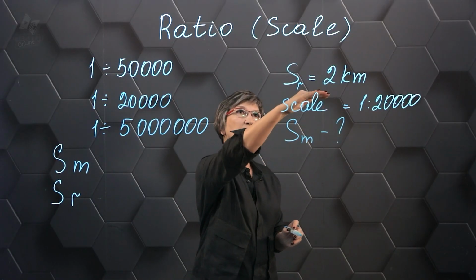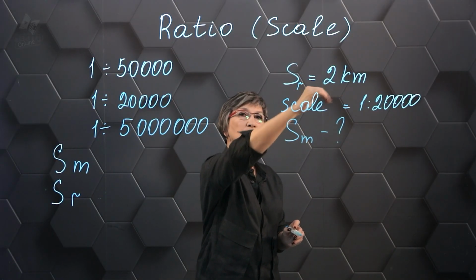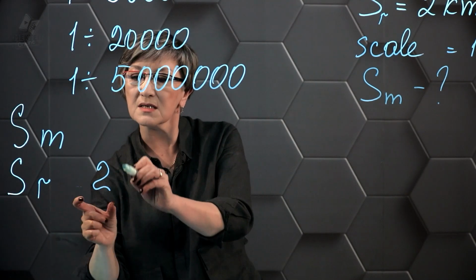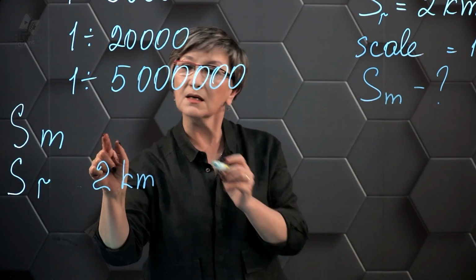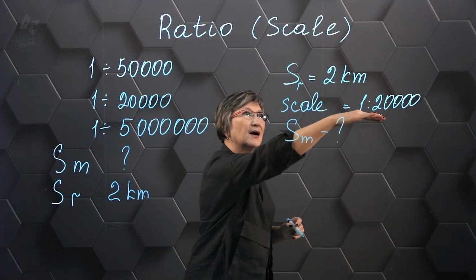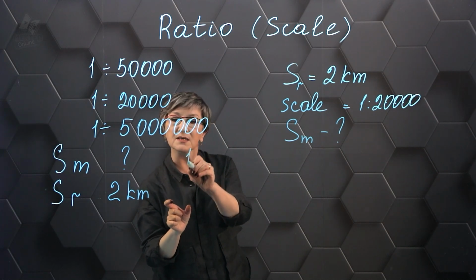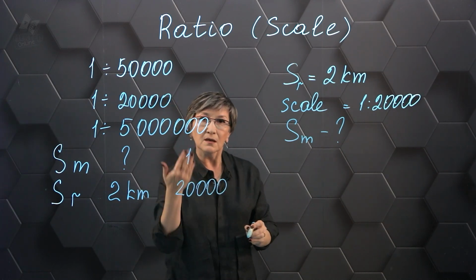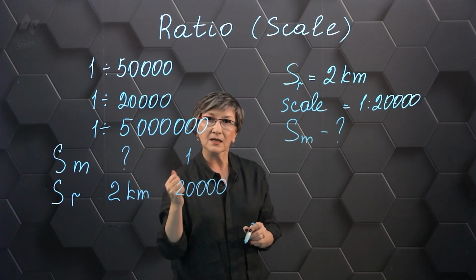Our problem says that the distance on the ground is 2 kilometers. The distance on the ground is 2 kilometers. The distance on the map, I don't know. I will write down the scale of 1 to 20,000 in the next column. 1, 20,000. And now, using the proportion, I can find the distance on the map.